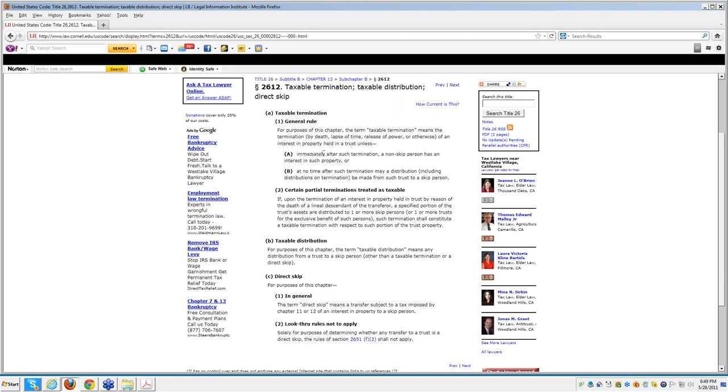Okay, it says immediately after such termination, a non-skip person has an interest in such property. That would be the servicing company or the mortgage company, wouldn't it? Yes. A skip person, we're going to look at that. A skip person is a trust fund. A non-skip person is a non-trust. We're going to look at that in a minute. But we're going to go through this first.